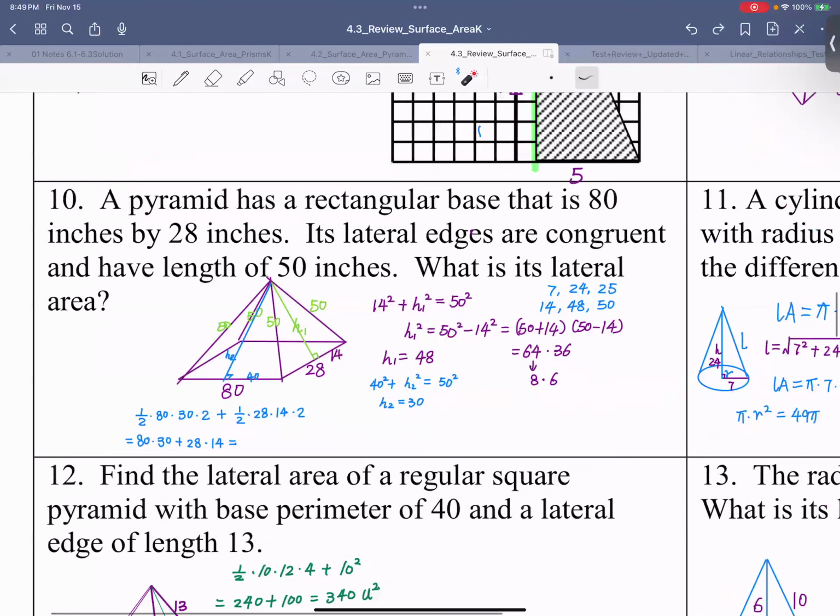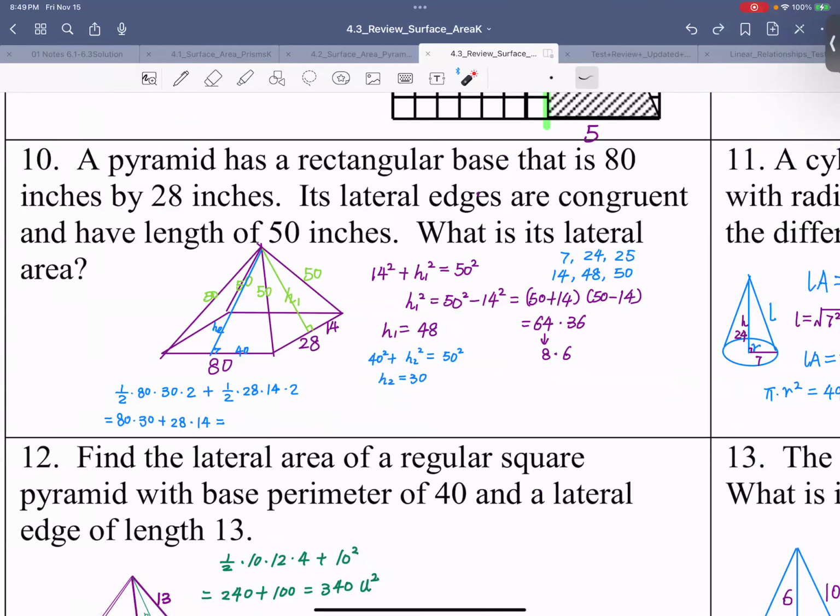You should have something like this. This is a pyramid. And you want to mark all the sides. Chloe, unmute yourself, please.